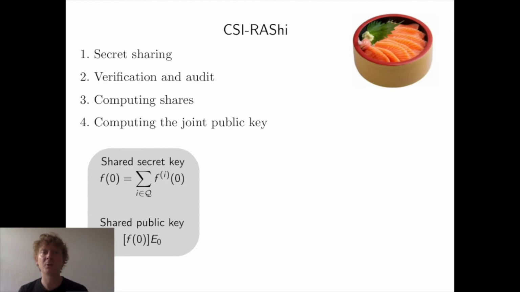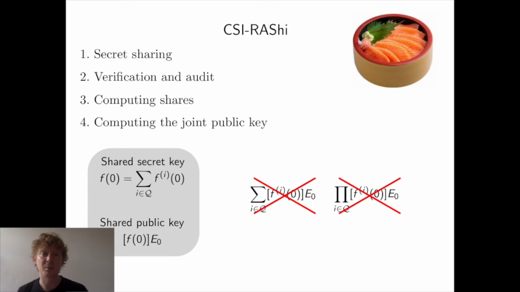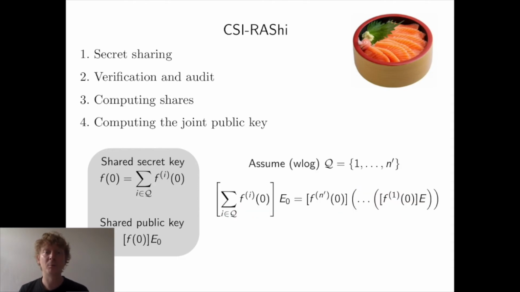So the question is how to compute the shared public key if nobody knows the action to perform on it. We already know that we can't simply combine different elements from the set E by addition or by multiplication, but we know, however, that we can perform multiple consecutive group actions. So the consecutive group action of f1(0), then f2(0), and so on for all qualified players is the same as the sum of all of these elements acting on e0.